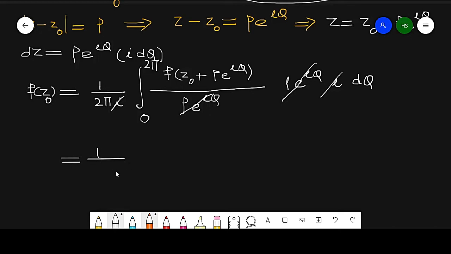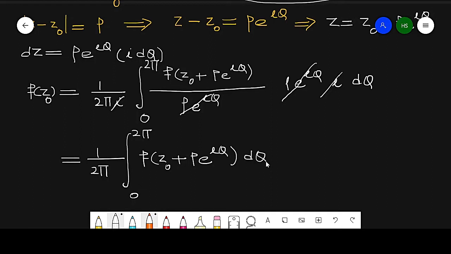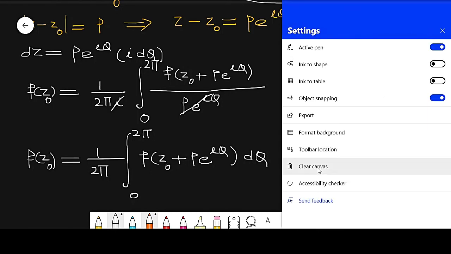Now in order to simplify this result, we directly get the value of Gauss's mean value theorem: 1 by 2 pi integral from 0 to 2 pi of f of z naught plus rho e raised to power iota theta into d theta. So which proves our result. So f of z naught is equal to 1 by 2 pi integration 0 to 2 pi f of z naught plus rho e raised to power iota theta into d theta. That is our result, Gauss's mean value theorem. This is a very important theorem.